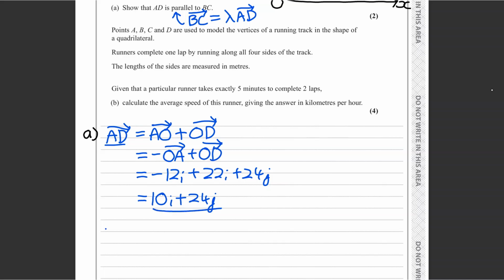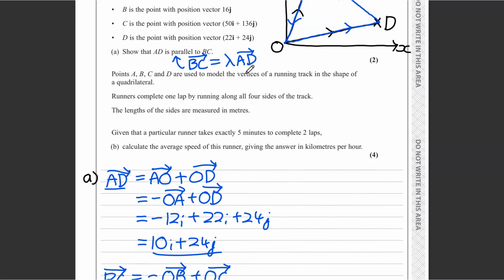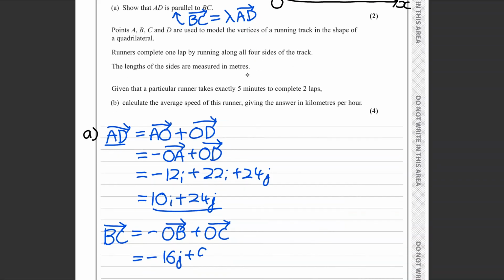So now we need to find the vector BC. We're going to use the exact same formula here, but we're going to sub in B for A and C for D. This is going to be minus OB plus OC. So if we sub these values in, it's going to be minus, and then OB is 16j, and then plus OC, which is this 50i plus 136j.